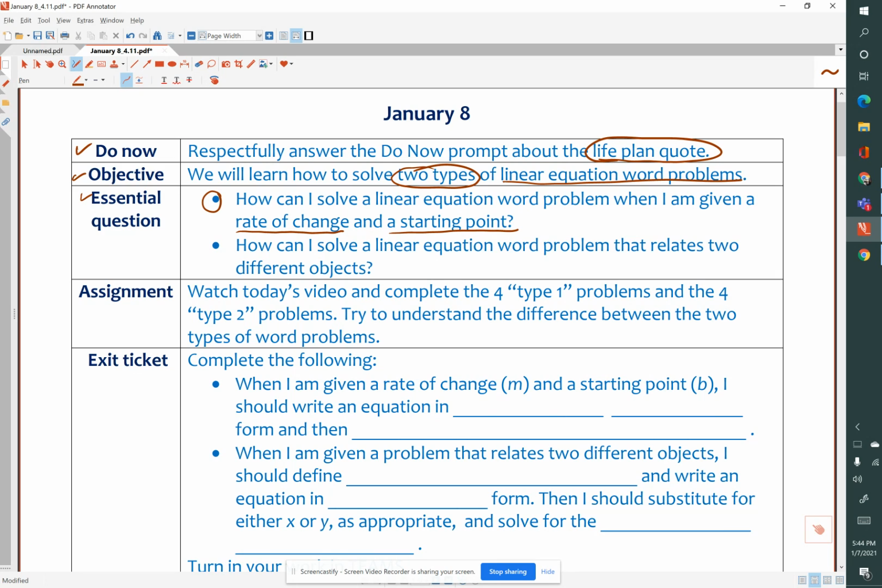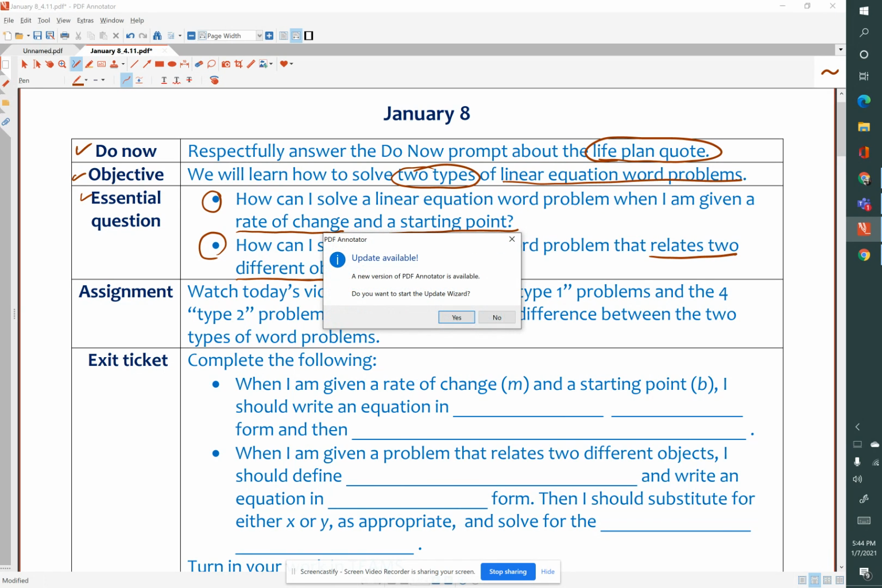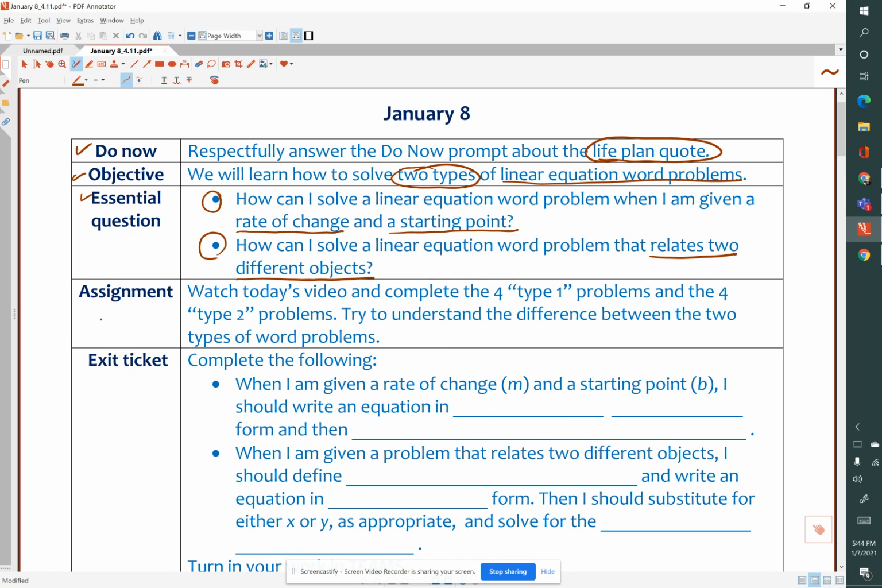I know you will. The second type of problem, how can I solve a linear equation word problem that relates two different objects? And what we're going to end up with is two different sets of points with those kinds of problems. So we're going to watch today's video and complete 4 type 1 problems. That's this part here. And we're going to complete 4 type 2 problems. Those are these problems here. And I want you to try to understand the difference between these two types of word problems.